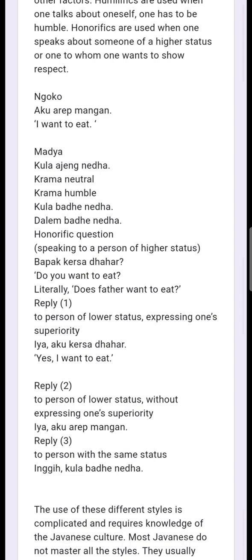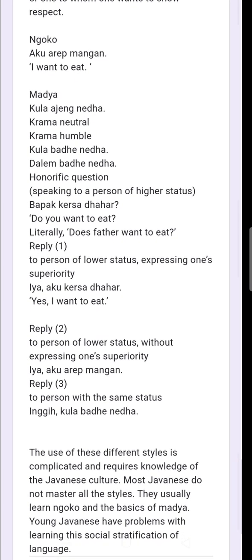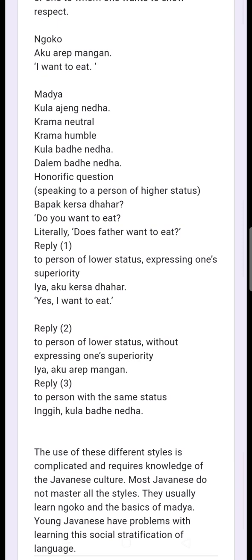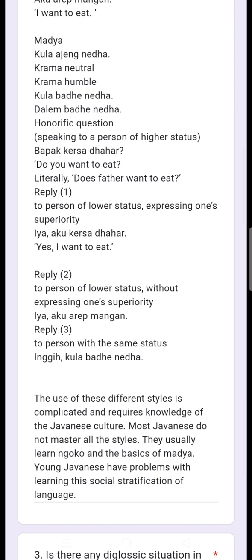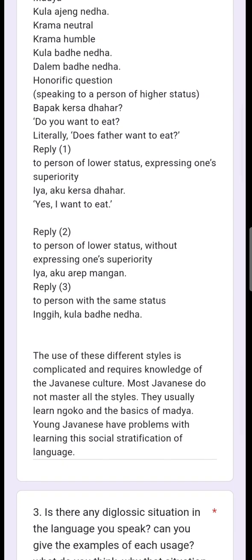The use of these different styles is complicated and requires knowledge of the Javanese culture. Most Javanese do not master all the styles. They usually learn Ngoko and the basics of Madya. Young Javanese have problems with learning the social stratification of language.